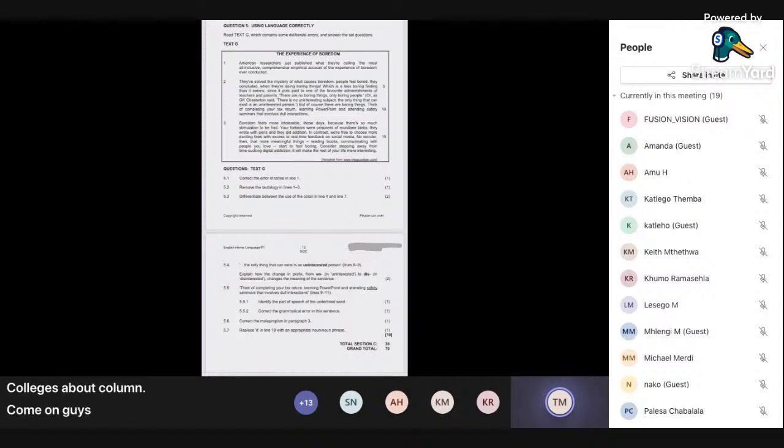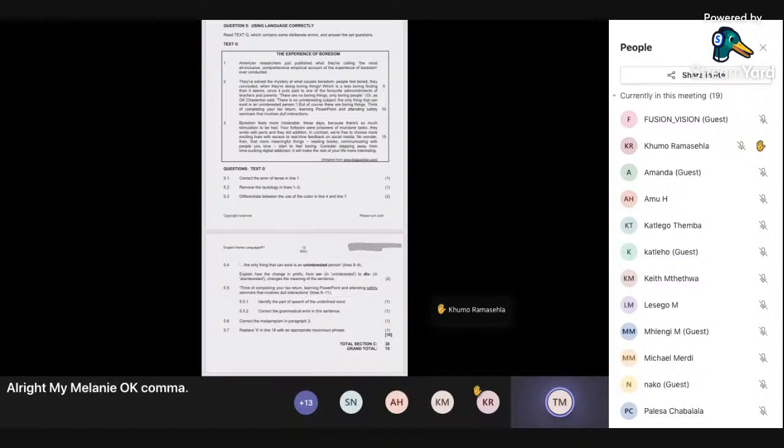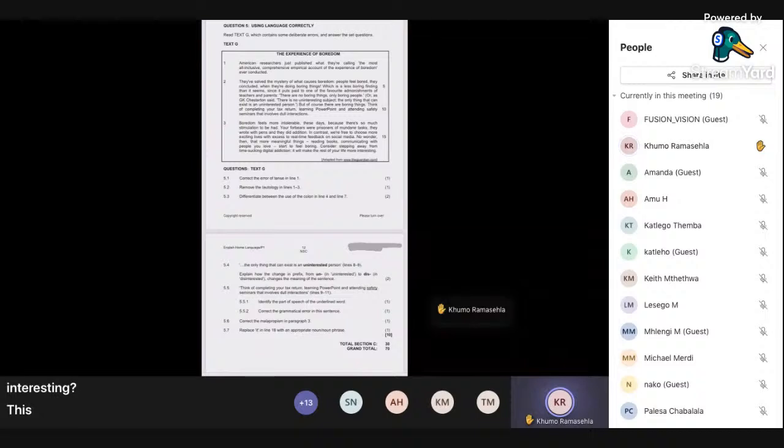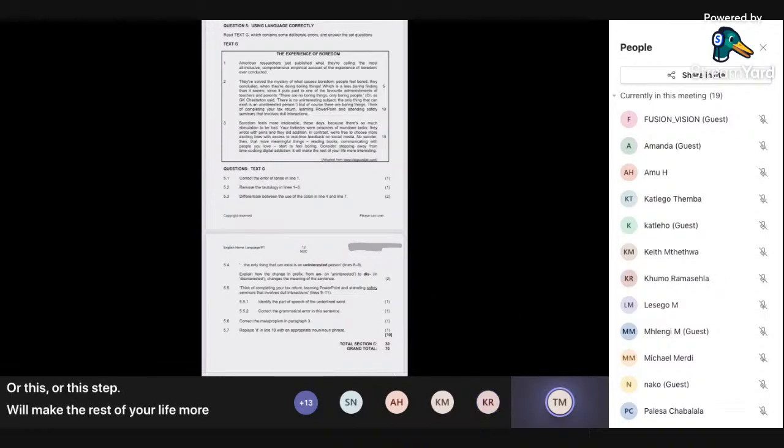Come on, guys. Let's not take a long time to think. All right, Mamelani. Okay, Kumo. I don't know, but can you say this will make the rest of your life more interesting? Not just this, but we are looking at a change that's taking place here. So it would be: this change will make the rest of your life more interesting. This step will make the rest of your life more interesting.